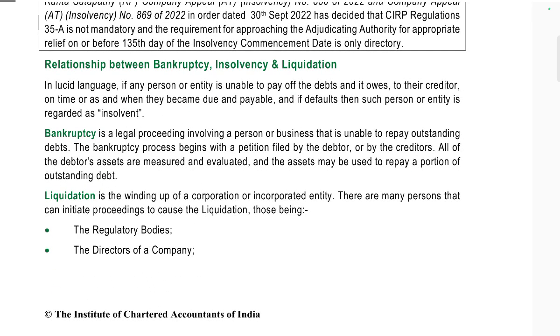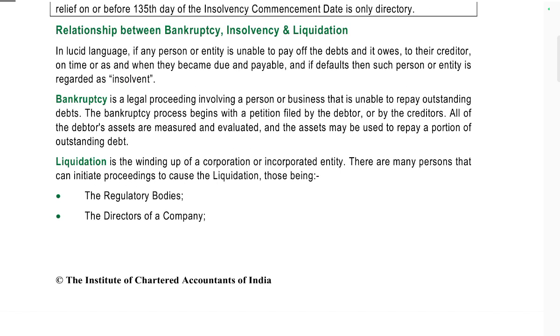Relationship between bankruptcy and insolvency. In lucid language, if a person or entity is unable to pay off the debts on its own to the creditor at the time in which they become due and payable, and it defaults, then such person or entity is regarded as insolvent. Bankruptcy is a legal proceeding in which a person or a business is unable to repay the outstanding debts. The bankruptcy process begins with a petition filed by a debtor or the creditors.